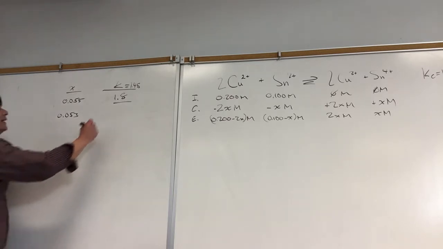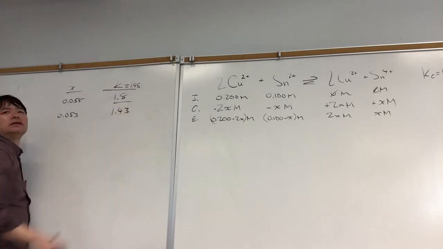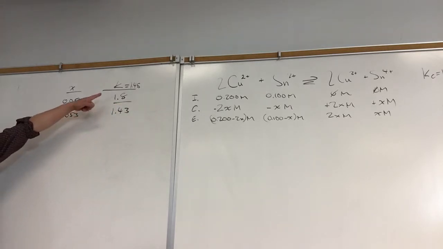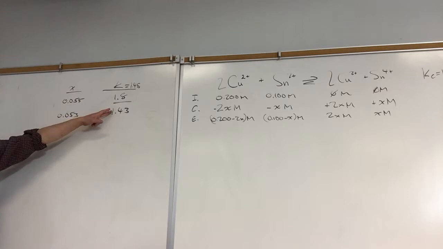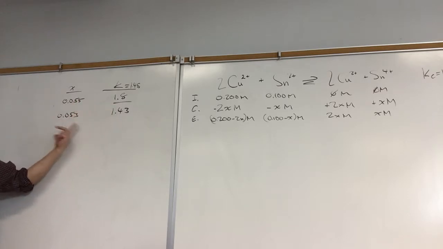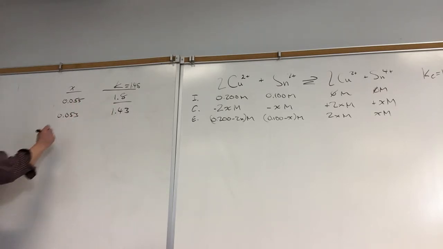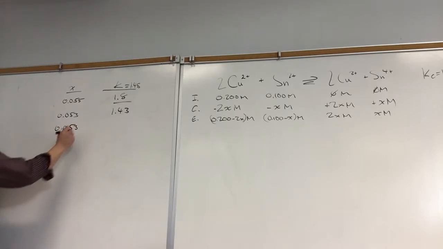1.43. Oh, a little bit too small. But is that close enough? I mean, it's supposed to be 1.48. We get 1.43. Is that close enough? No, it's not close enough. And so we just need to go a little bit higher. 0.054 would be too high. And so let's go 0.0531. All right, let's try 0.0531. No, I'll let you do all the work. I'll just copy down the answer.